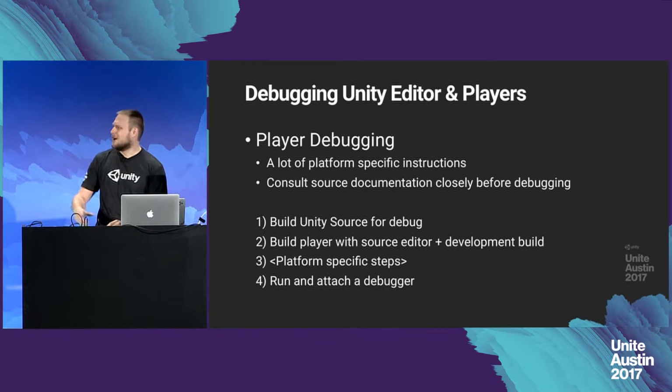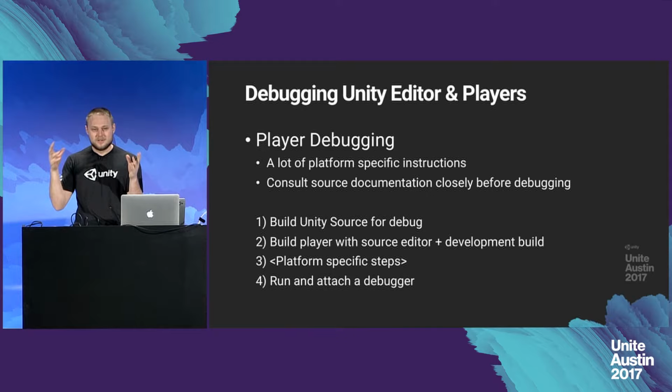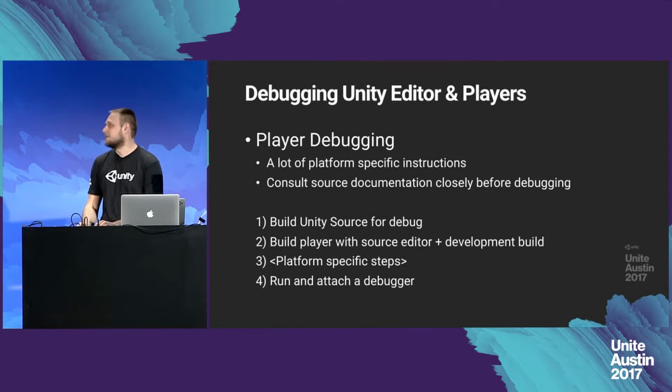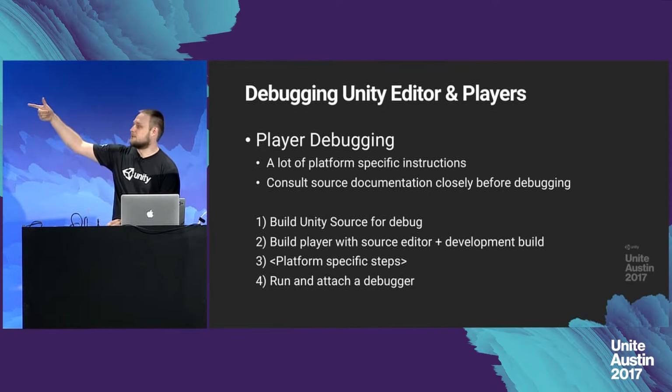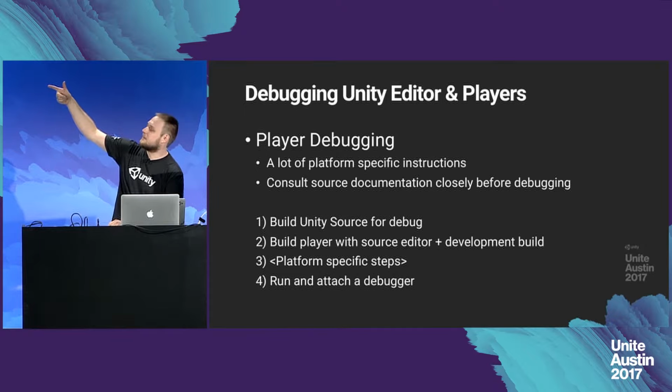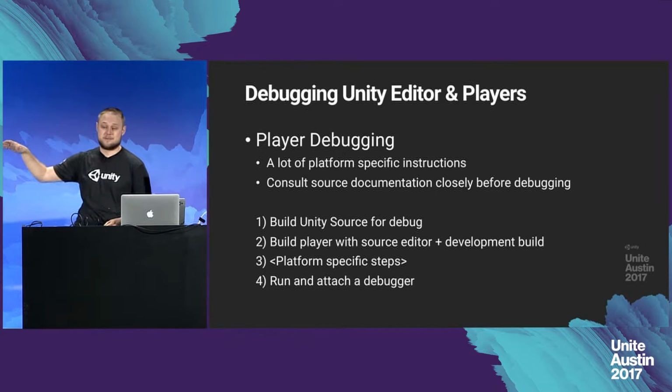You need to be using Visual Studio or Xcode or Android Studio or whatever you need for that particular platform. But to boil it down to 4 simple, generic points, it's essentially what I said before. You've got to build Unity with source for debug, and then you need to build the player with that source editor, and make sure you build a development build of the player. And then you need to follow whatever platform-specific steps come in between.